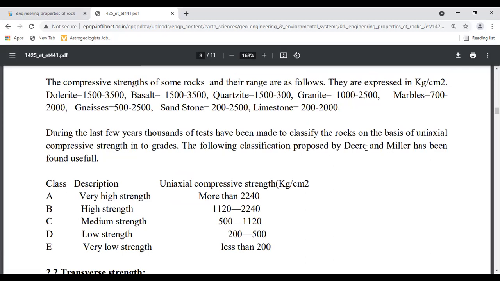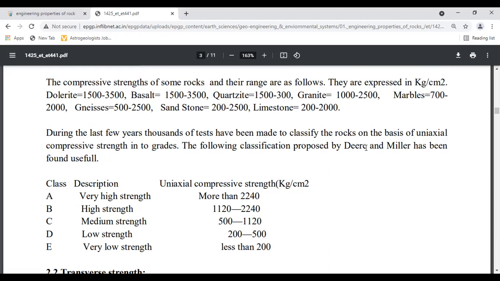Here the compressive strengths of some rocks and their range are as follows. They are expressed in kg per centimeter square. Dolerite 1500 to 3500, and basalt 1500 to 3500 kg per centimeter square. Quartzite 1500 to 3000 kg per centimeter square. Granite 1000 to 2500 kg per centimeter square.